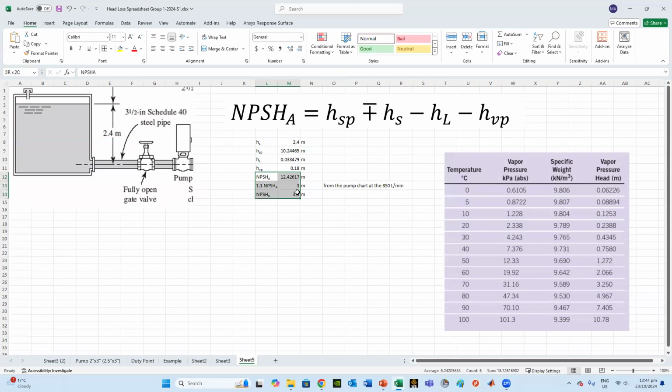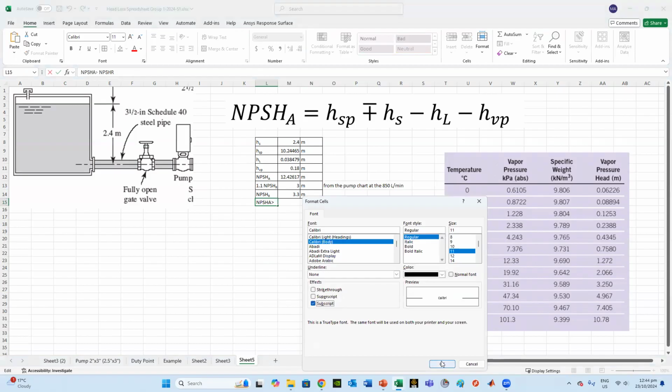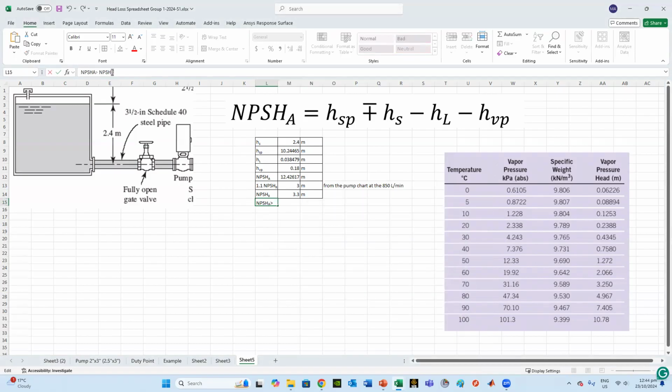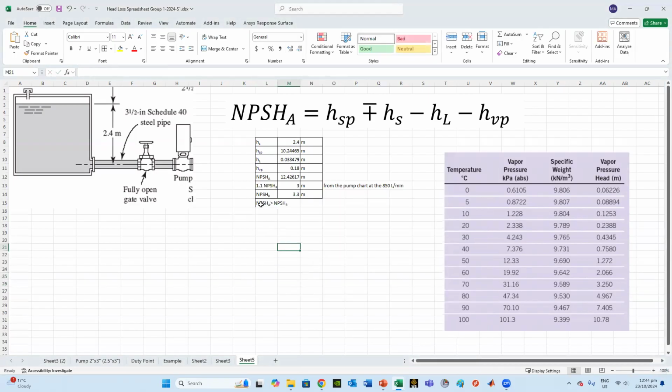So the required will be 3.8 meters, but the available is 12. So you have the available technically is higher than what is required by the system. So the available, it's a lot. So you can say the net positive section head available, it's technically bigger than net positive section head required. And again, we can just make sure these are subscripts. Just organize them nicely. So that it's technically proving your design is safe and no problems.